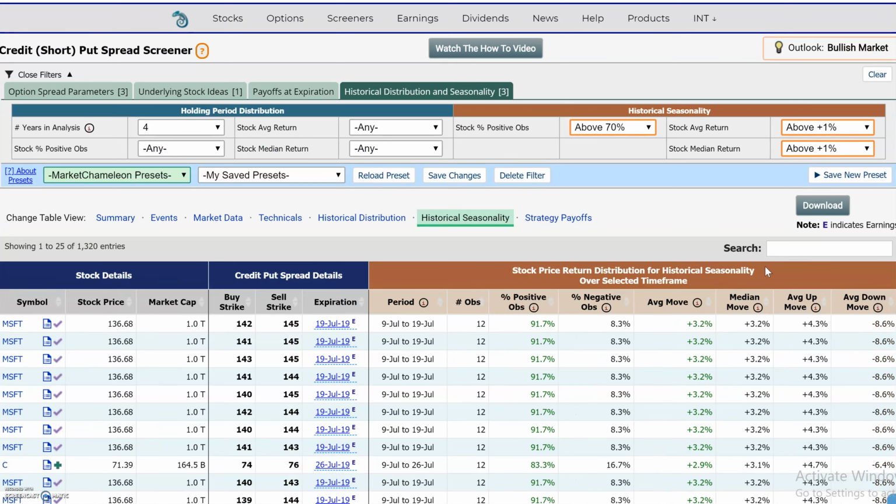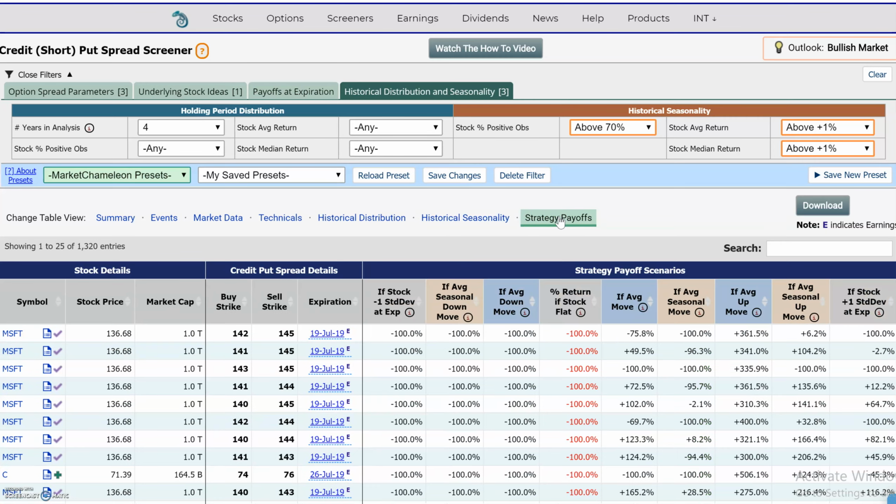Since we filtered out for strong seasonality, we have a few choices here, and let's look at a possible target. Now we could target the average seasonal move. We could target the average up move, average down move, but let's just look at, for example, here, the average move. And I'm going to go look at the strategy payoffs.